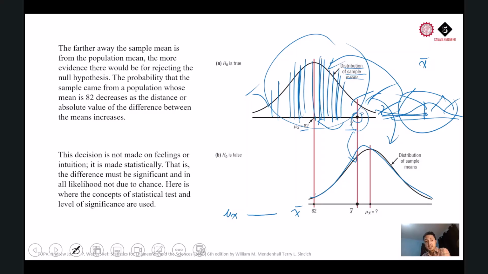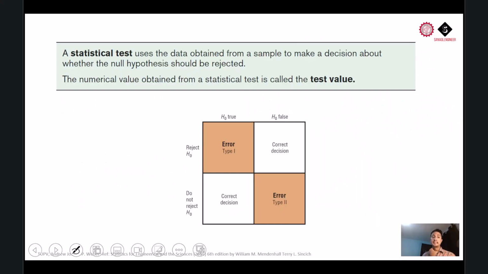So this decision is not made on feelings or intuition; it is made statistically, meaning the difference must be significant and in all likelihood not due to chance or error. Here is where the concepts of statistical test and level of significance are used. A statistical test uses the data obtained from a sample to make a decision about whether the null hypothesis should be rejected or not. The numerical value obtained from a statistical test is called the test value.